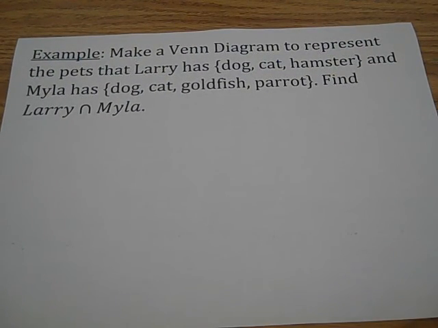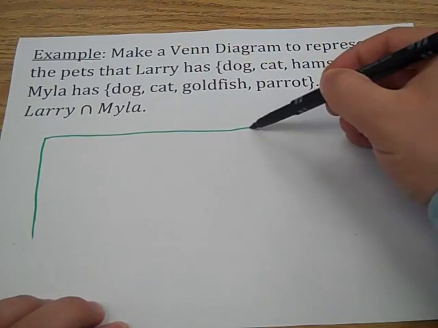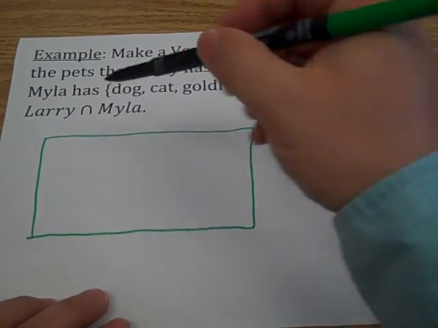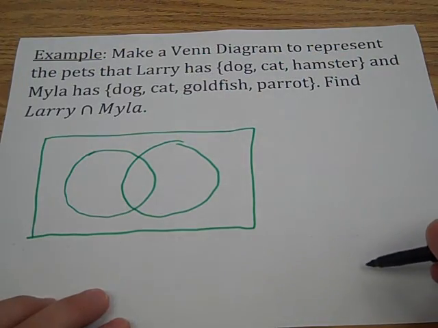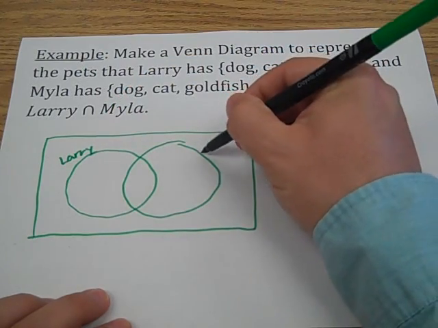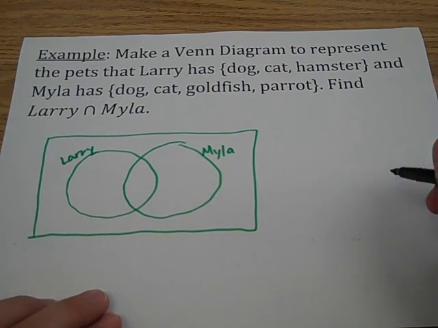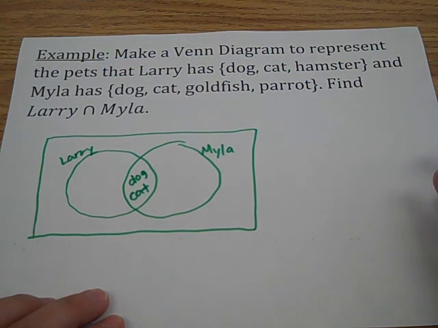Let's make a Venn diagram to represent the pets that Larry has and the pets that Mila has, and where they may or may not overlap. So I start with a box, and I notice that they both have dogs and cats, so that means that my two circles are going to overlap. They're going to intersect. We'll name one circle Larry and one Mila, and then we put in there the pets. So since they both have dogs and cats, they belong here where they overlap.